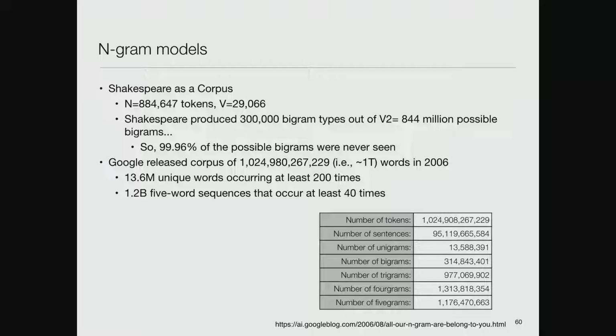Now, Google, of course, did Shakespeare one better, and they said, we can take a terabyte corpus. This was in 2006. I wouldn't be surprised if it's a petabyte corpus today. And they published this. They just made it available. So there were 13.6 million unique words that occurred at least 200 times in this tera-word corpus. And there were 1.2 billion 5-word sequences that occurred at least 40 times. So these are the statistics, and if you're interested, there's a URL.